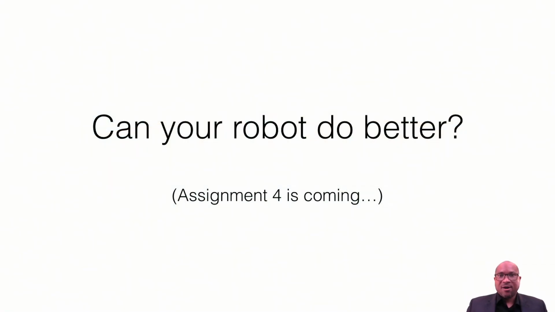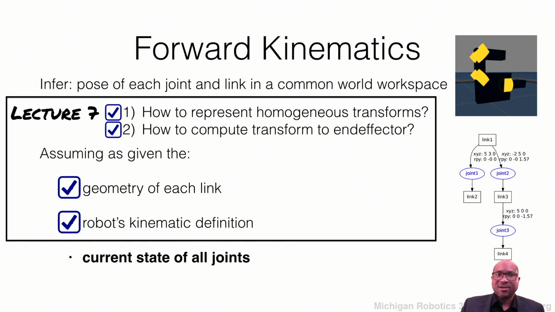So when we're thinking about how we can get our robot to do better, we can come back to our forward kinematics checklist. In lecture 7, we talked about how, given a kinematic description of the robot, the geometry of the links, we can represent transforms as homogeneous 4x4 matrices, and then traverse the recursive structure of the robot to generate transforms that position the robot properly in a common workspace.